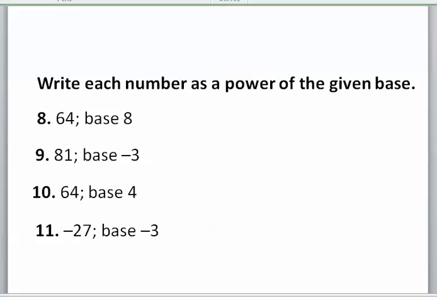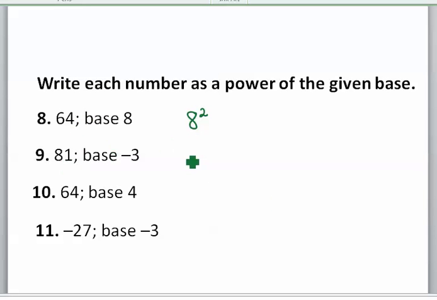Alright, the next thing is just talking about in words and making sure I'm writing things properly. It says write each number as a power of the given base. So I'm supposed to come up with the answer of 64 using a base 8. That would be 8 times 8, or 8 to the second power. 8 to the second power is 64.